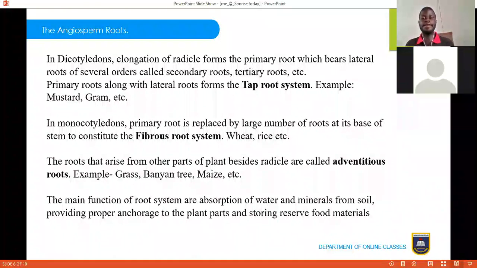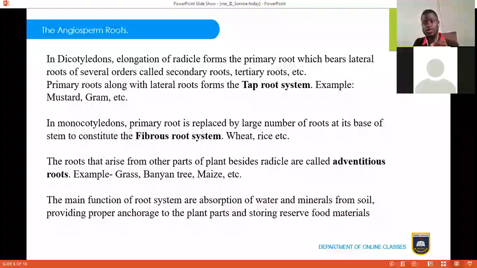In dicots, the radicle grows to form the primary root, which comes with a lot of other roots called secondary roots, tertiary roots, and so on and so forth, right? The primary root is the main root, which bears some other roots arising from the sides, and so they are called lateral roots. The primary root together with these lateral roots form what we call the taproot system. You can find this type of root system in all dicots such as the mango, the orange, the mustard, the gram, and so on and so forth.